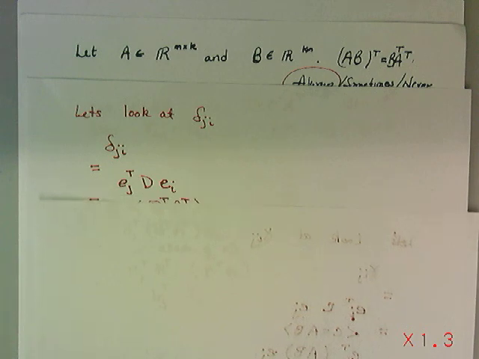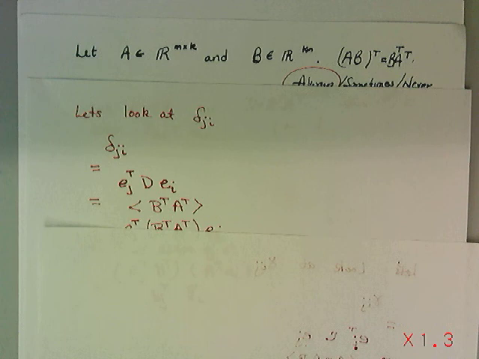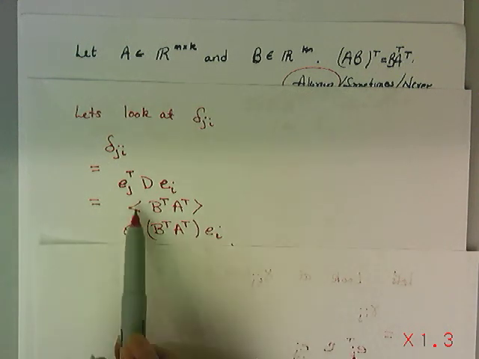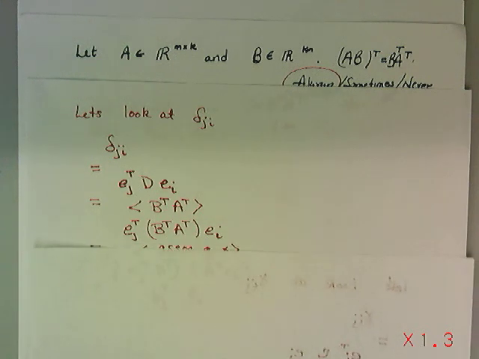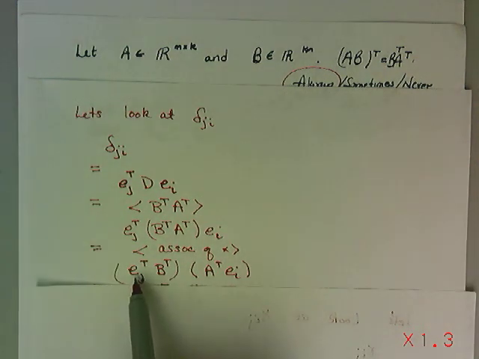But D is B transpose times A transpose, which means that this product is exactly the same as this product. And again, by associativity, I can regroup. And so I can write it as the product of first the jth unit basis vector transpose times B transpose times A transpose times e sub i, the ith unit basis vector. Well, what will the results be?